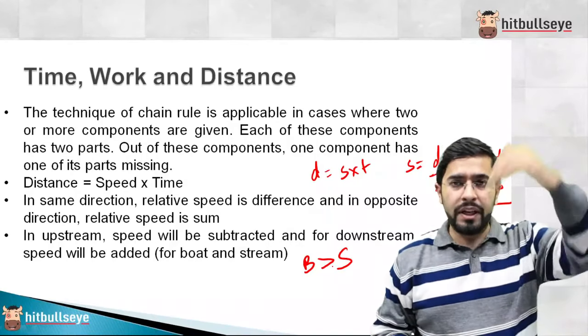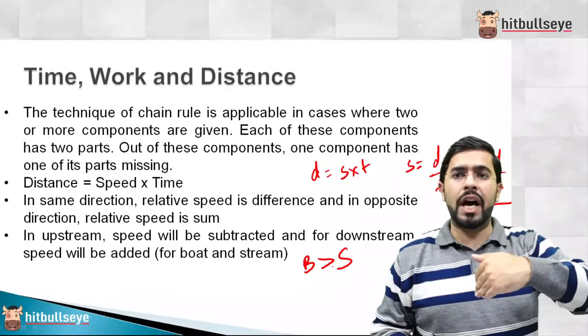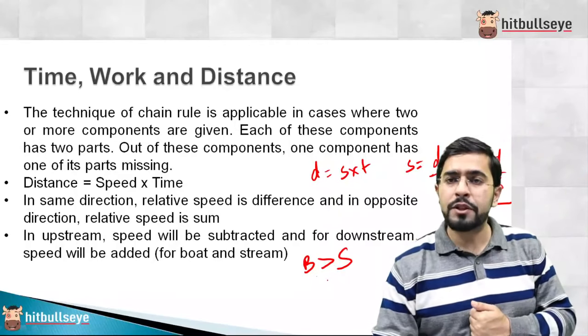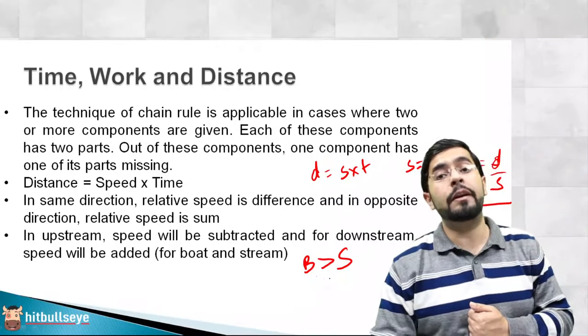So for the speed of the downstream, when the boat is coming down, the speed of the boat and the stream will be added because both are going in the same direction. On the other hand, when the boat has to go in the opposite direction, the speed will be subtracted.